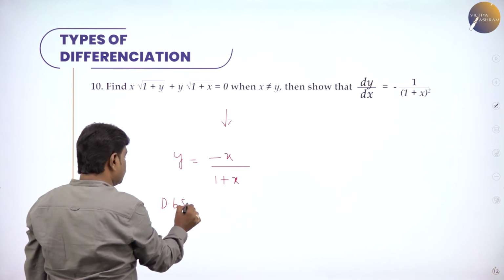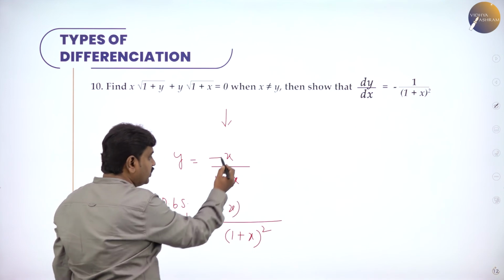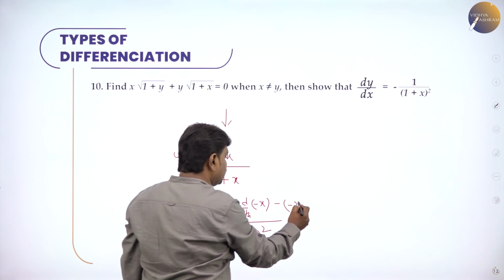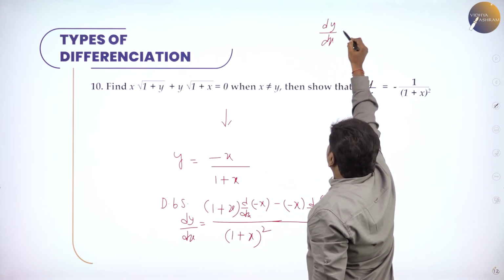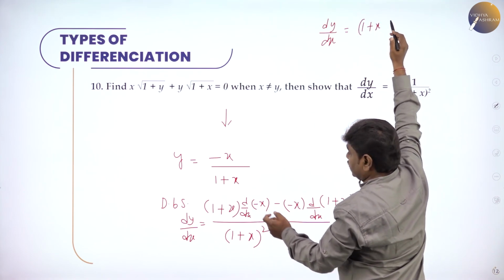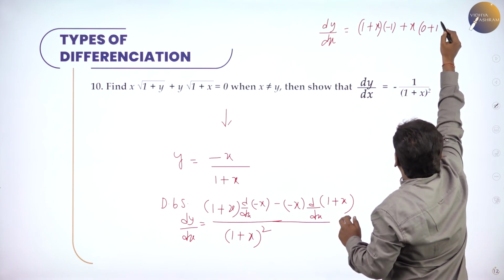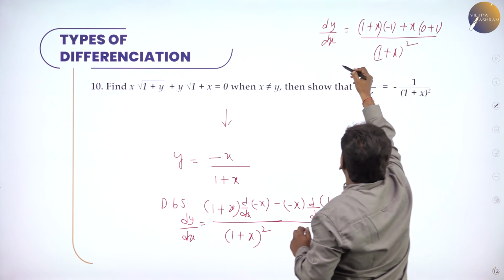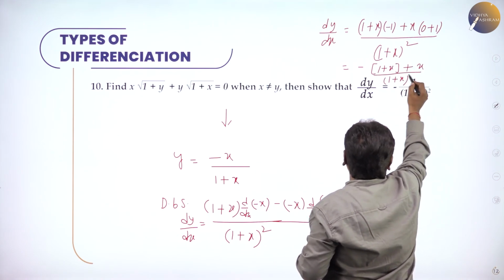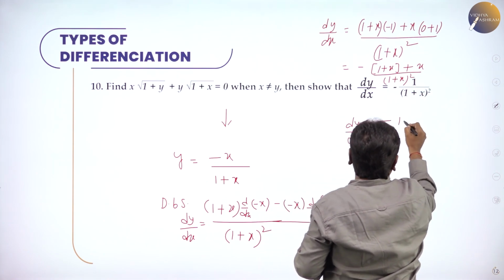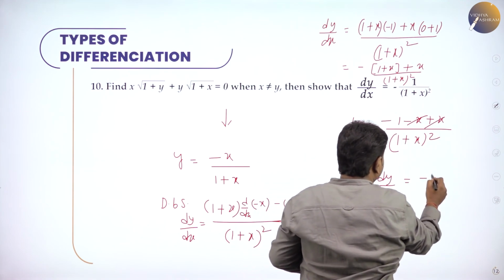After this, differentiate both sides. To differentiate both sides, dy by dx is equal to quotient rule. What is quotient rule? In the denominator the whole square. In the numerator, denominator into derivative of numerator minus numerator into derivative of denominator. So now simplify this. You will get dy by dx is equal to, in the numerator, plus x into derivative of minus x is minus 1, then minus of minus becomes plus x into derivative of 1 plus x is 0 plus 1, divided by 1 plus x the whole square. So put minus outside, whatever is left out, 1 plus x, divided by 1 plus x the whole square. Or dy by dx is what? dy by dx is minus 1 minus x plus x divided by 1 plus x the whole square. Now minus x plus x cancels, so you will get dy by dx is equal to minus 1 by 1 plus x the whole square.